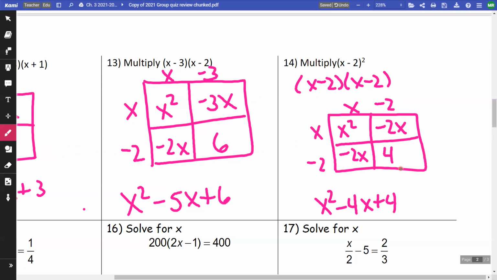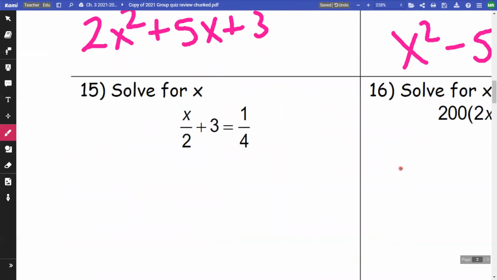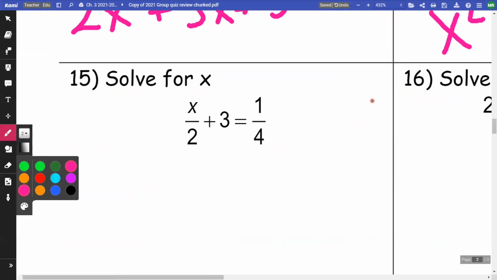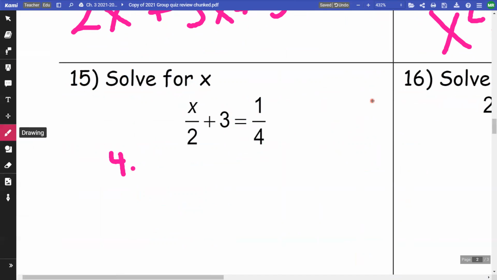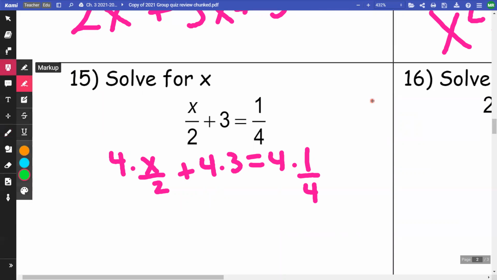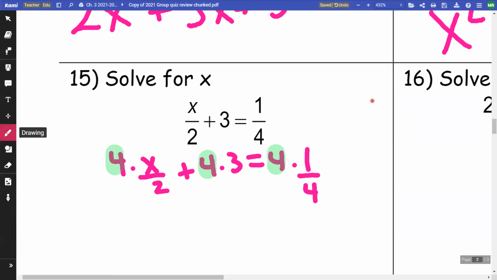On the next problems, we're going to be solving. On 15, we are going to be trying to get rid of a 2 and a 4. So we're going to multiply everything by 4. So I'm going to go 4 times x over 2 plus 4 times 3 equals 4 times 1, 4. So again, multiply every single one of these terms by 4. Now, hopefully, I can have some things cancel out.